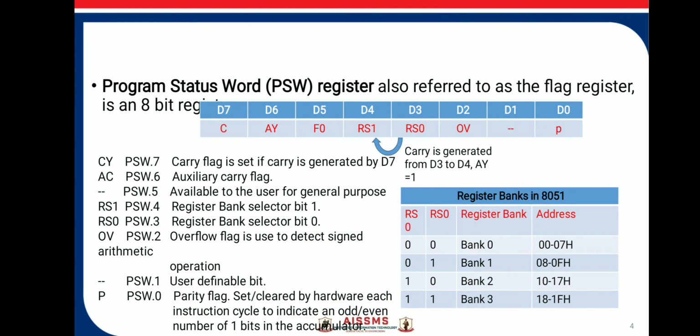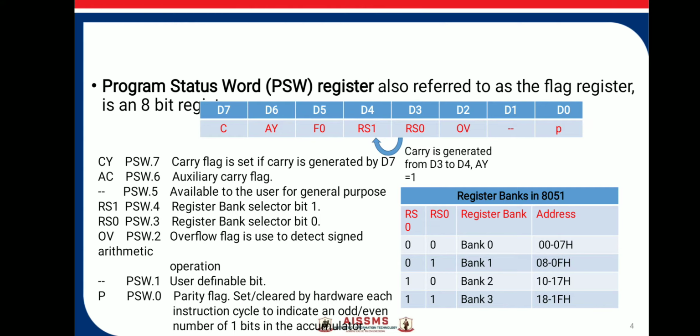The program status word register is also referred to as the flag register. This is an 8-bit register. This register holds the values of the result generated after the arithmetic and logical operations. The bit D7 is the carry bit. This bit is set when a carry is generated from bit D7. The bit D6 is the auxiliary carry flag. This flag is set when a carry is generated from the D3 to D4 bits.